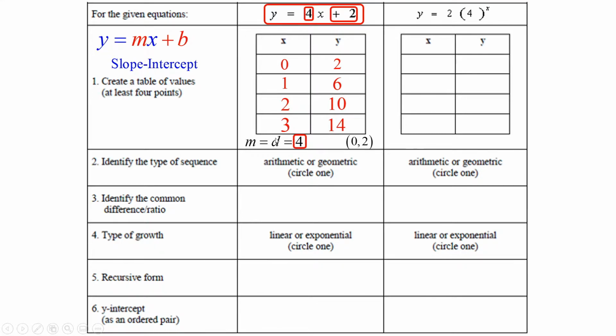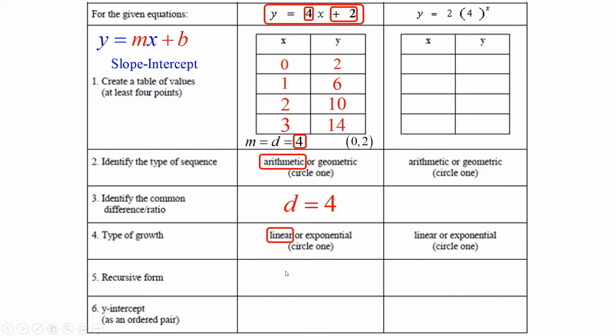Now, if you're more analytical and want to plug the x value in, let's take that x equals 2. Well, 4 times 2 is 8 plus 2 more, y is 10. And there's your 10 right there. Now, identify the type of sequence. Well, if I have a common difference, then I must be arithmetic. Identify the common difference or ratio. Well, this has a common difference of 4. We said that already. The type of growth. Well, if I have a common difference, my pattern of change is I'm adding 4 here. That's going to be linear.